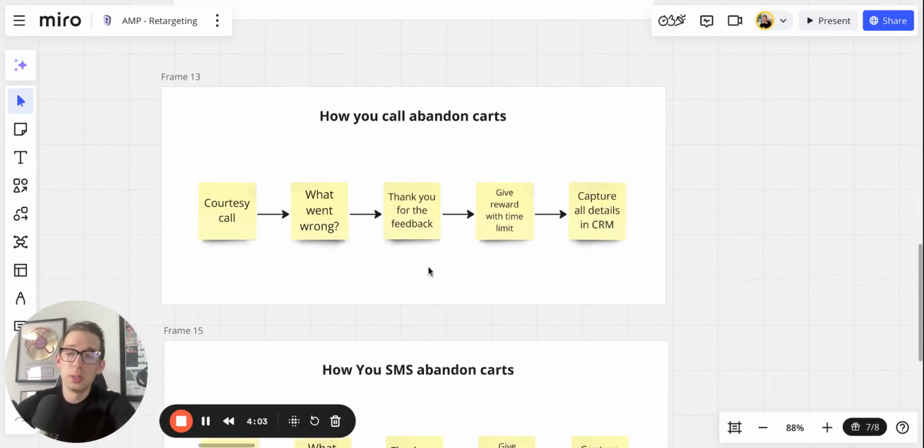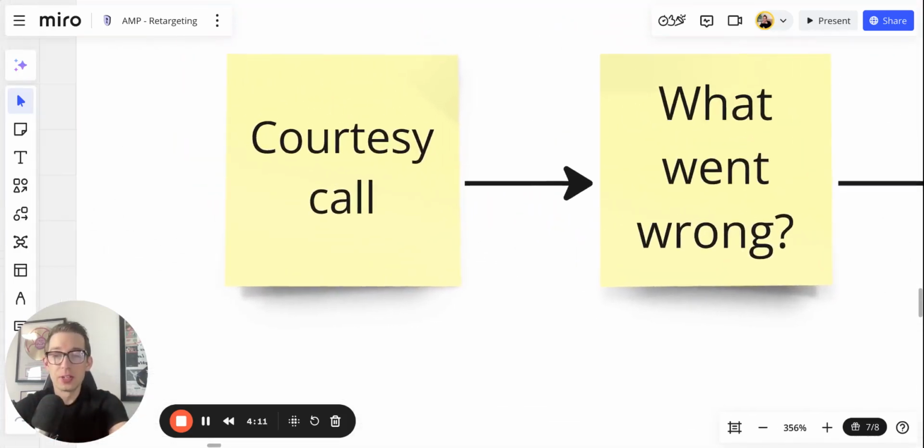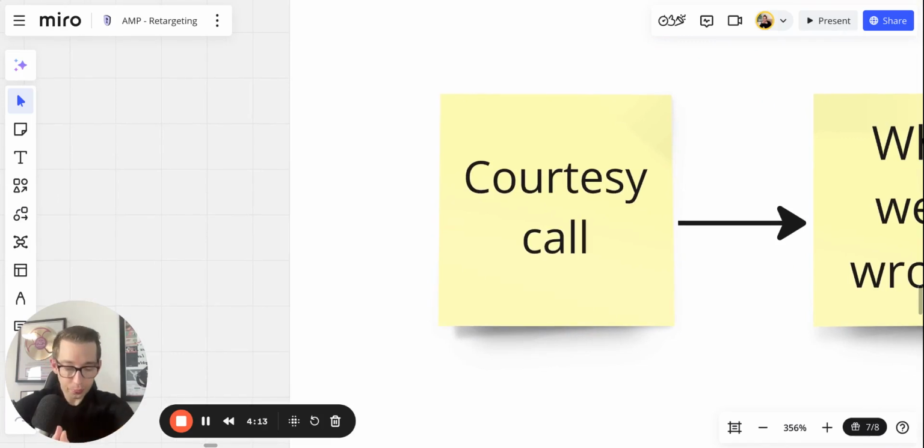So how do you call the abandoned carts? So firstly, what you do is do a courtesy call. So this is the angle, right? First thing you want to do is a courtesy call. You're not ringing up and saying, hey, why didn't you buy my stuff? Because that's not going to work, right? You ring them up and you say, hi, this is just a courtesy call. Noticed that you started checking out whatever the name of your product is, and for some reason you left the page. I just wondered, did something go wrong or did something break? I'm just here to help and support you as much as possible, right?